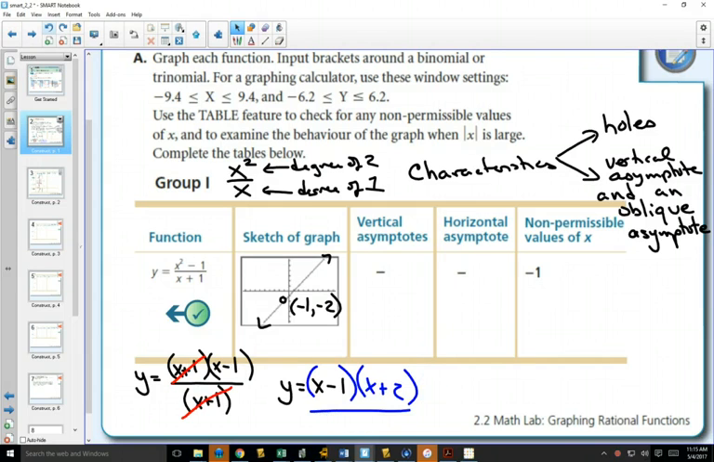Okay, I'm going to get rid of that blue because that was just being distracted.